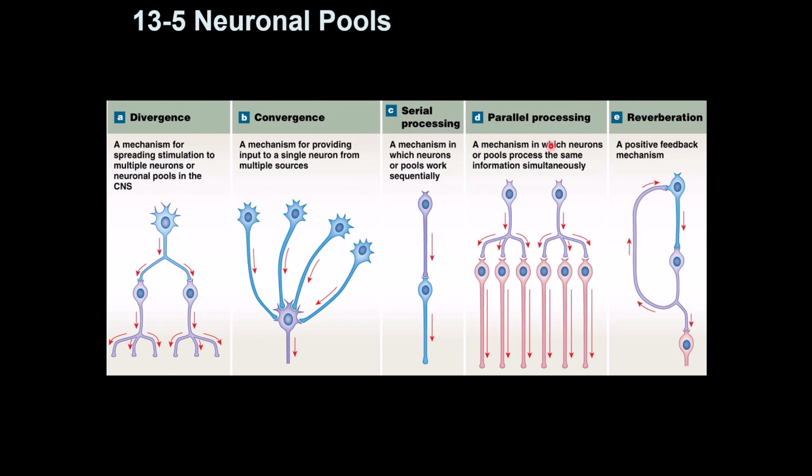One is called divergence. Here one neuron is connected to multiple other neurons, so here the information increases. An example of this can be in the sensory system. Information goes from skin to spinal cord, and when it goes to the brain, it goes to different parts of the brain, so the information processing actually increases.